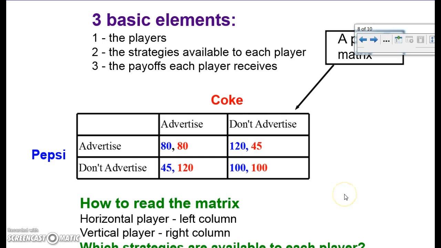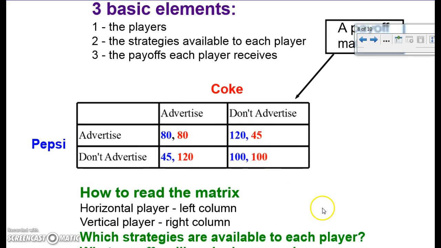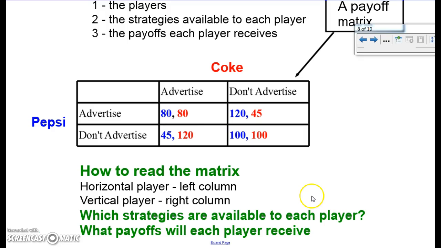Okay, how to read this matrix? First of all, I color-coded it, but normally they're not going to be color-coded. So always the firm that is on the left is going to be represented by the numbers in the matrix that are on the left. And the firm that is up top is going to be represented by the numbers on the right. So I color-coded it to help, but you need to be able to practice with just black type. You need to look at the strategies and the payoffs for each player.